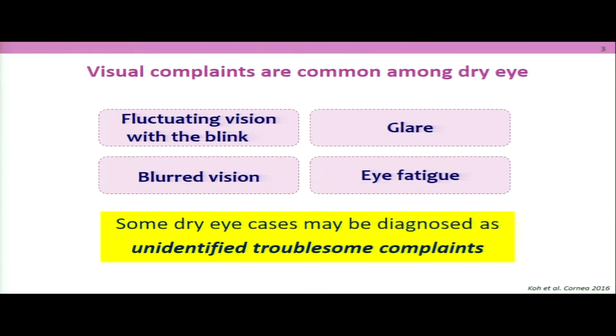Visual complaints are common among dry eye patients in our clinical practice, as you know. Common visual complaints include fluctuating vision with the blink, glare, blurred vision, and eye fatigue. However, since these subjective symptoms are common in patients who visit eye clinics, unfortunately, some dry eye cases may be diagnosed as unidentified troublesome complaints.